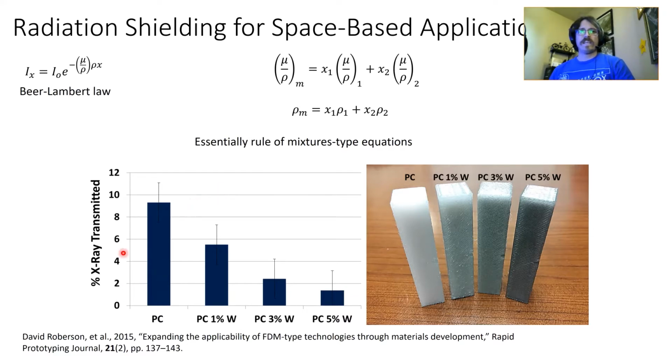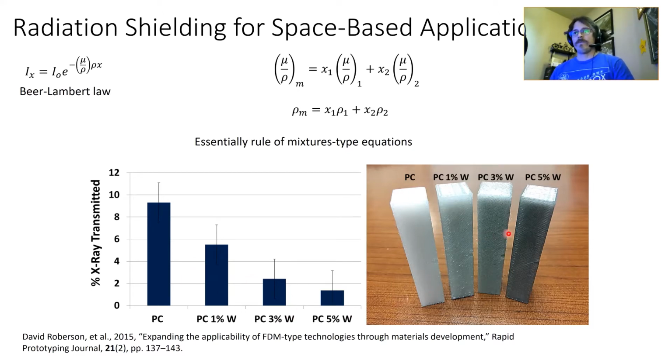And so percent X-ray transmitted. Polycarbonate actually has a pretty good propensity to block X-rays on its own, and we were only getting 9% X-rays transferred through with just polycarbonate. The shields were actually 1 centimeter, so it's kind of cool for this specific radiation source. When we added 1% by weight tungsten, going all the way up to 5, you can see a pretty good decrease in the amount of X-ray radiation that went through.